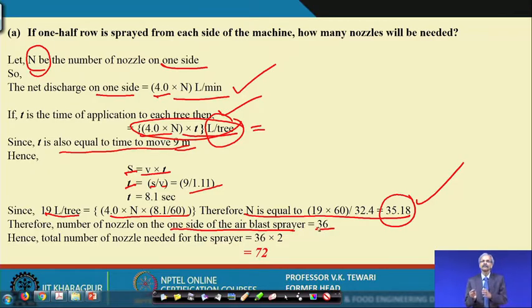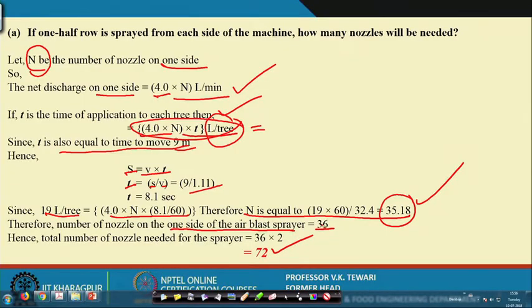And then when you talk of the other side, the system will have nozzles on both sides. We will not like to have nozzles only on one side, you will like to have nozzles on the other side as well. So, 72. So, this is the answer for that.